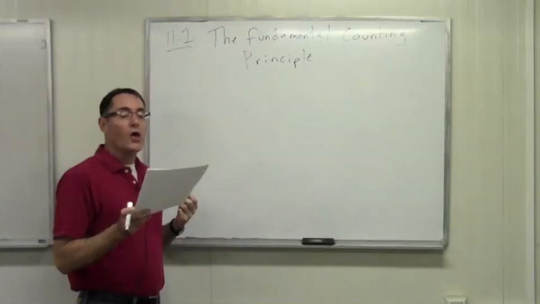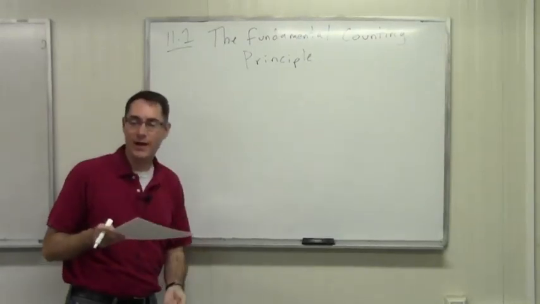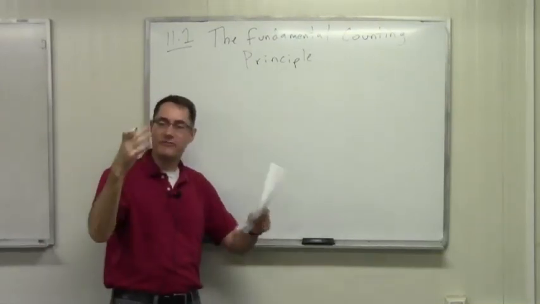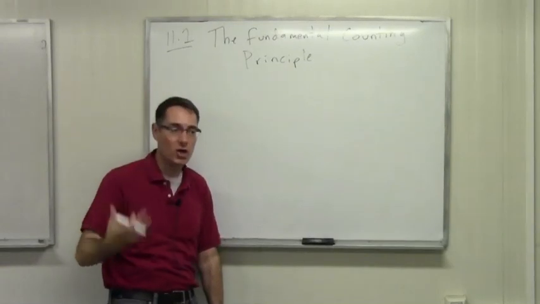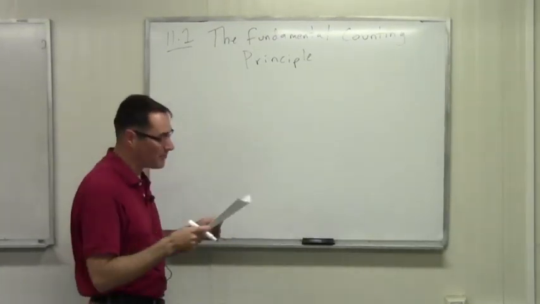Okay, so we have to be able to count efficiently. And what I mean by that is looking at a problem that has a number of different ways to count up how many things can occur. That is the type of thing that we're going to be looking at. Okay, so here's an example straight off the top.